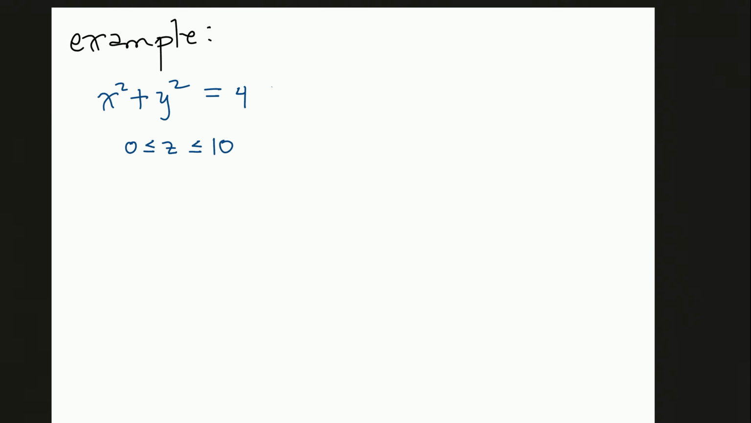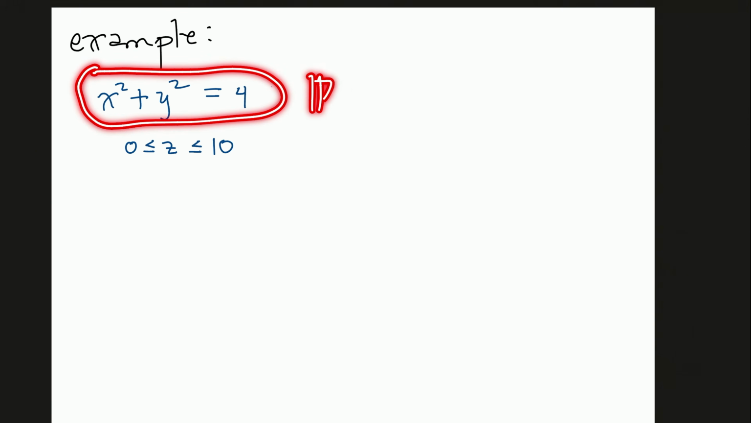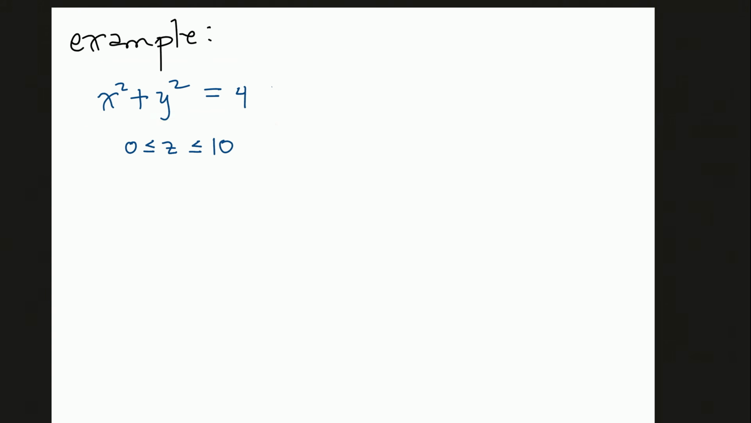Now, let us consider another example. Suppose you are looking at a version of that one, but you are considering a circle. This is a circle in R squared, and z is restricted between 0 and 10. Earlier you had a parabola that is stretched along the x-axis, which gives a parabolic cylinder. But for this example, you have a circle which is stretched along the z-axis, so this is now a circular cylinder.